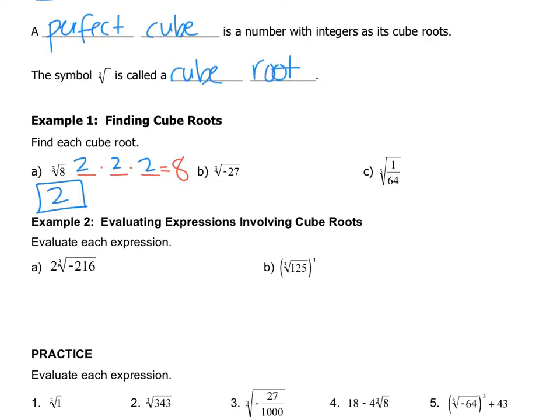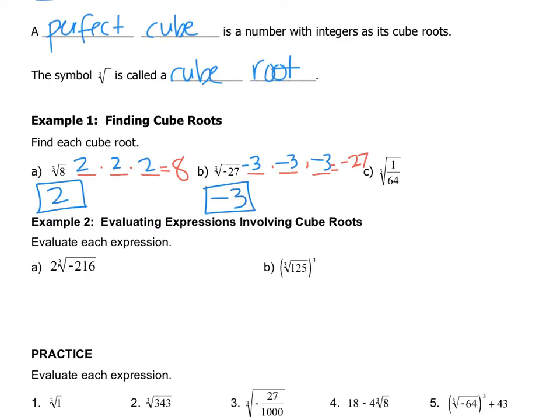We do the same thing for letter B. What number used 3 times equals -27? Well, that's actually my example from earlier, right? It would be -3, because -3 times -3 is +9, and then times -3 is -27. So we would say the answer is -3.